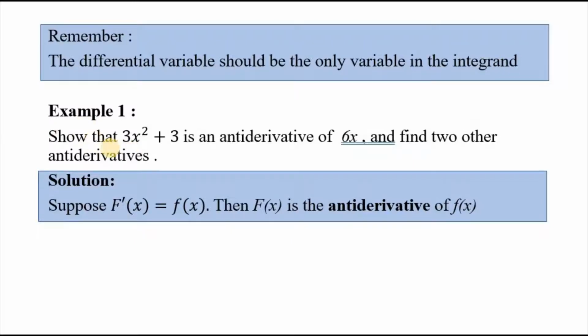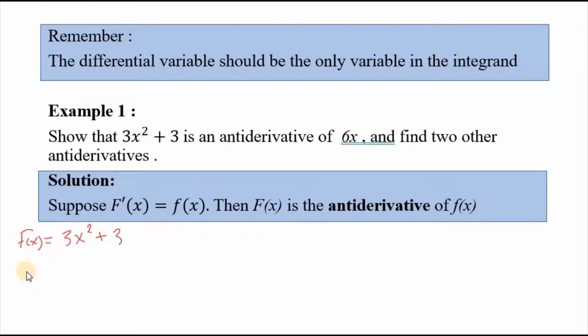The first example, we want to show that 3x squared plus 3 is an antiderivative of 6x and find two other antiderivatives. Basically, we have the derivative 6x and we want to prove that the original function was 3x squared plus 3. That means if we differentiate the original function, we should get 6x. So let's try to differentiate 3x squared plus 3. This is basically the function f of x.